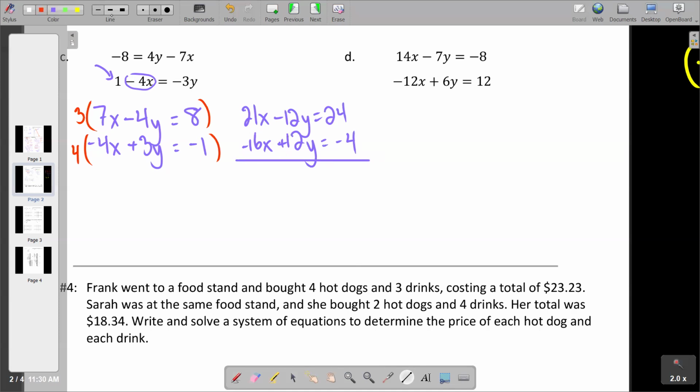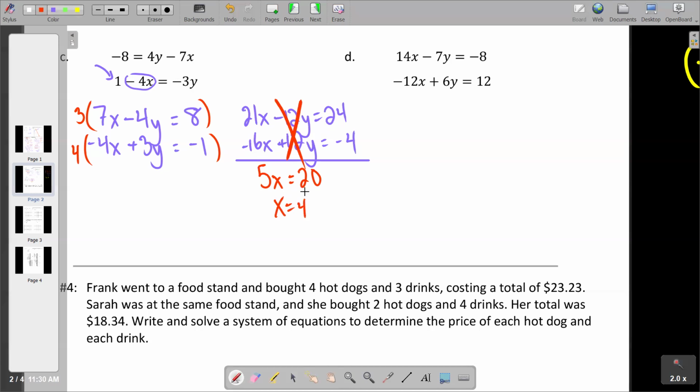So let's finish. When we add them down, the y's, of course, cancel. How many x's are left? 5. And what's 24 plus negative 4? Now it's positive 24 and negative 4, which makes 20. Right? There's no negative on that 24. And then we divide by 5 and we get x equals 4.